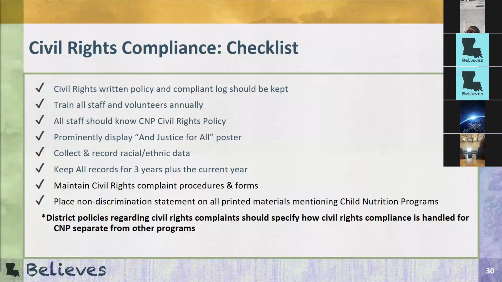So here is your checklist for civil rights compliance. You have to make sure that you have the civil rights written policy and complaint log. Train all staff and volunteers annually. All staff should know the CNP civil rights policy. Prominently display your And Justice for All poster. Collect and record racial and ethnic data. Keep all records for 3 years plus the current year.